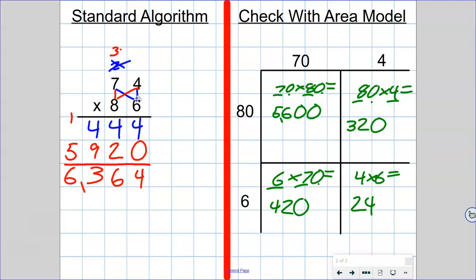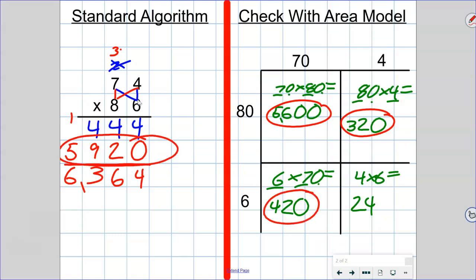Now, I don't have to add all 4 numbers together because I think you guys hopefully can see what I want you to see. If I take 5,600 and then 320, and I put those together, they equal 5,920. And if I take 420 and 24 and put them together, they equal 444. So right away, as long as I did my adding correctly over here, I can see that I must have solved that problem correctly.